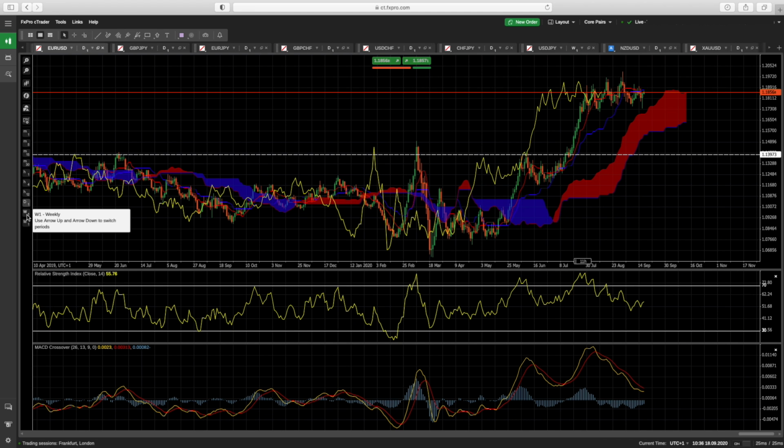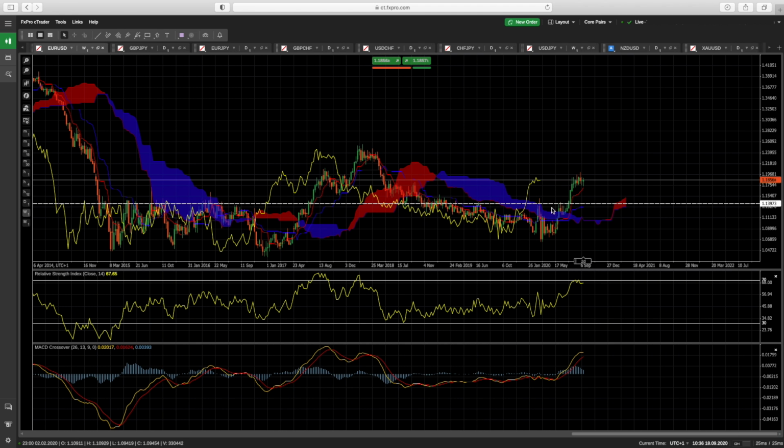So let's just jump up quickly to the weekly. Yes, we got a horizontal line here. I'll be expecting a pullback at some point, keeping tabs on the fundamentals. I'll be obviously going long on this pair and hoping to take profit at the 1.23, 1.24 level at this point.